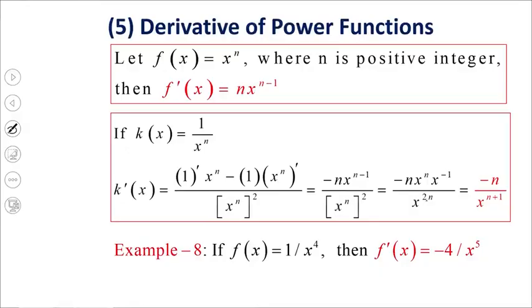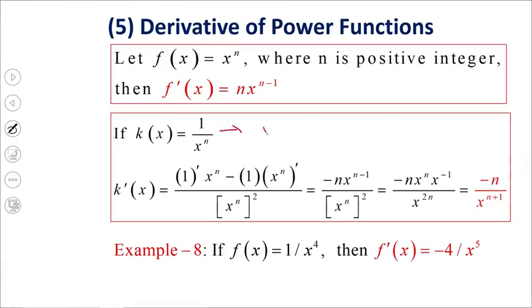Derivative of power function. Let f of x equal x to the power of n, where n is a positive integer. Actually, we have derived this one in another tutorial also. It turns out that the derivative of x to the power of n is always n times x to the power of n minus 1. You reduce 1 from the power and you bring the power to become the coefficient.